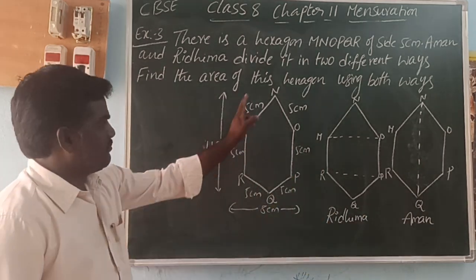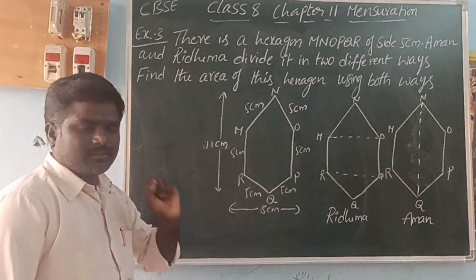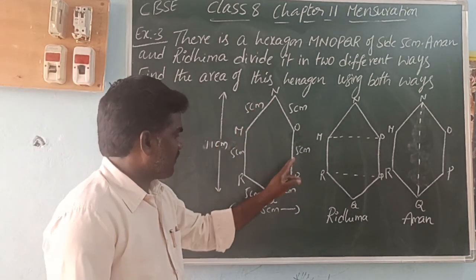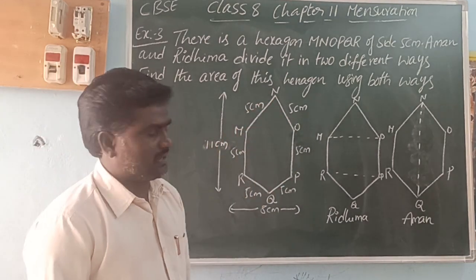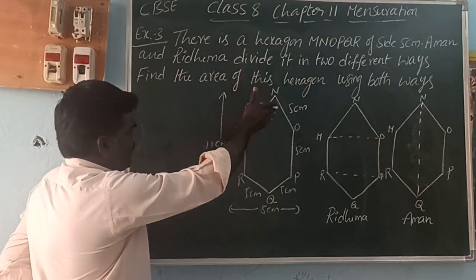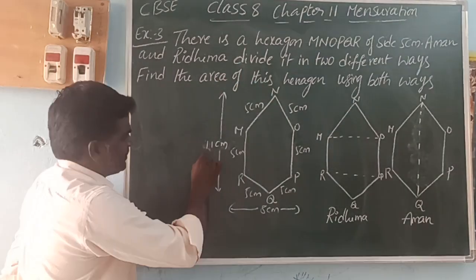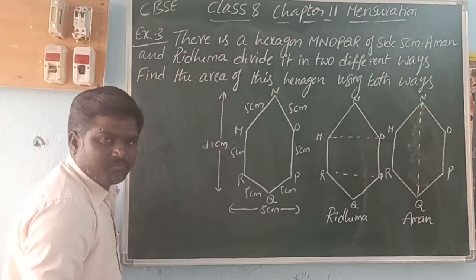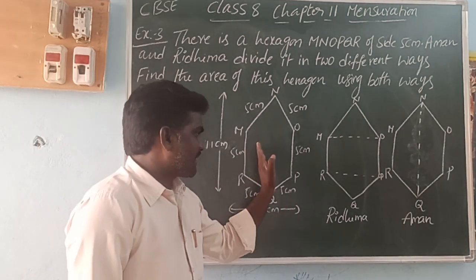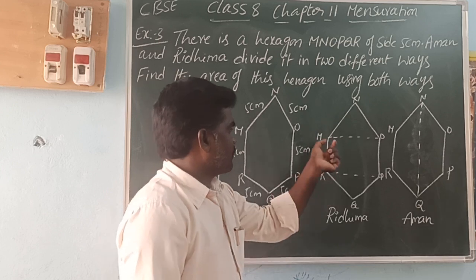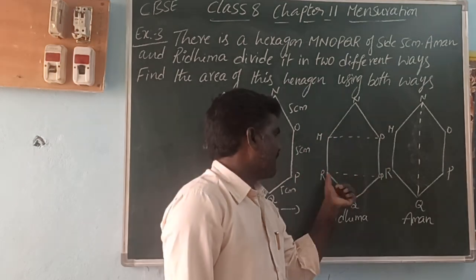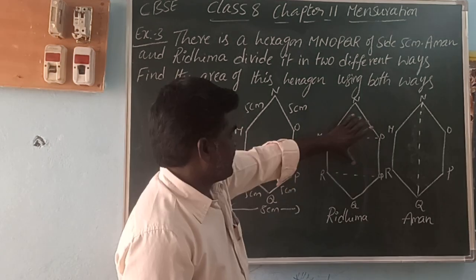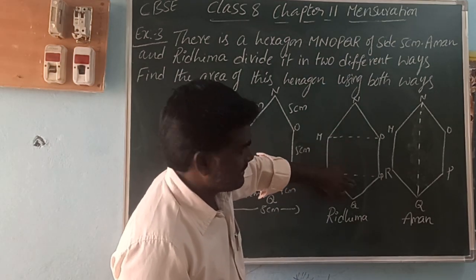So here, MNOPQR is a hexagon. Each length is how much? 5 centimeters. All sides are equal. The length of the hexagon is given as 11, and the width of the hexagon is given as 8. In Ridhima's way, the hexagon is divided like this. Join the line MQ and the line RP. Then how many parts are formed? In Ridhima's way, 3 parts: a triangle, a rectangle, and a triangle.